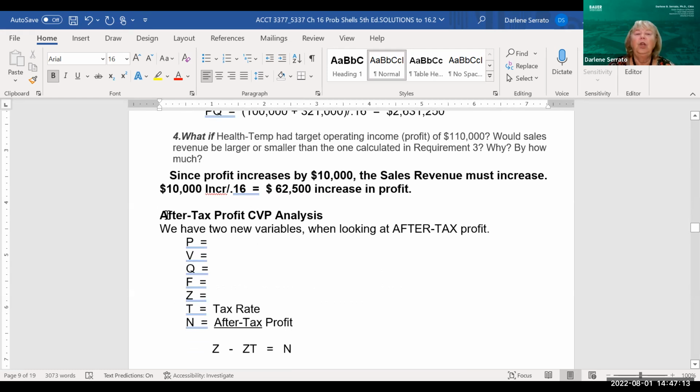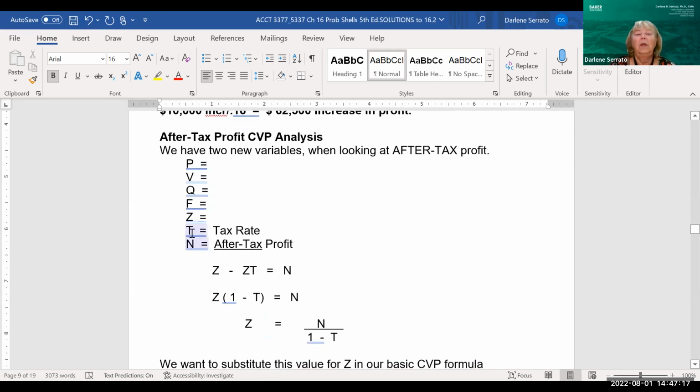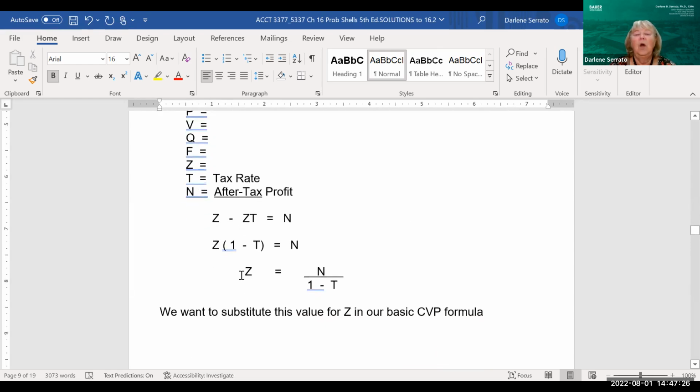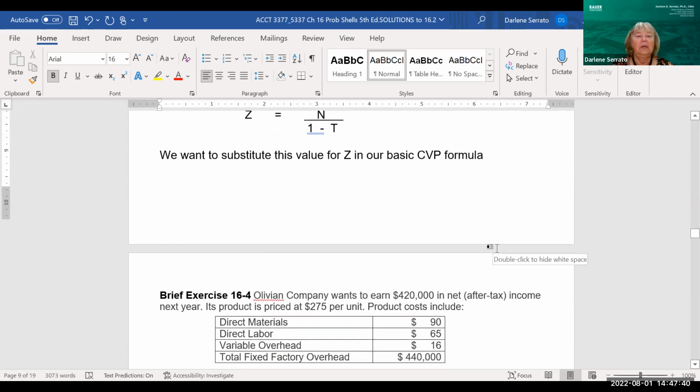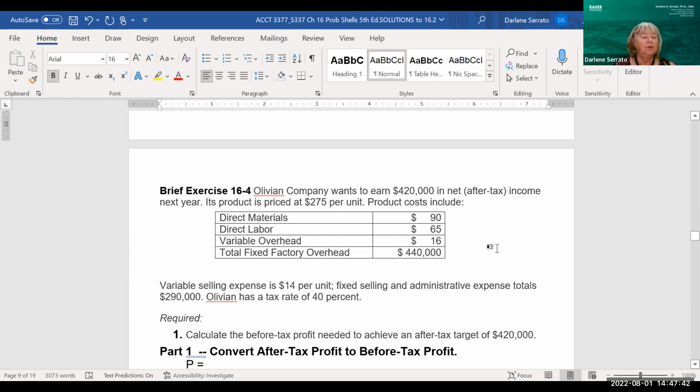When we're looking at after-tax profit, we want to add two new variables. T is the tax rate, N is after-tax profit. Off to the side, calculate what Z needs to be and substitute that into the basic CVP formula.